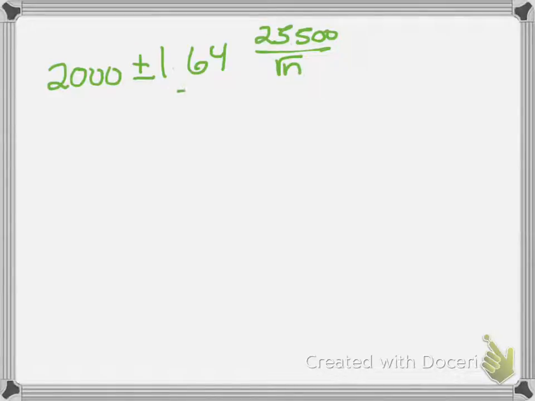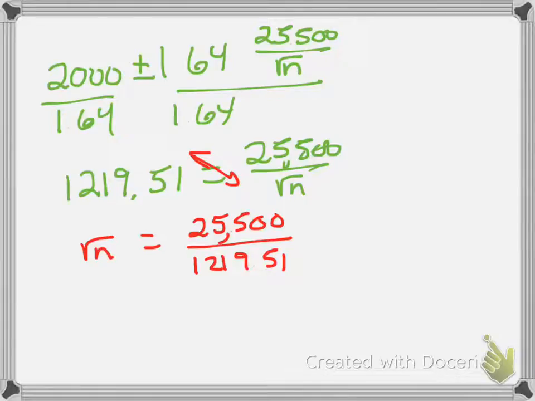So I have 2,000 equals 1.64 times 25,500 divided by the square root of n. Okay, so I'm going to divide both sides by 1.64. Look what happens. I divided by 1.64, and I got 1219.51, and a long decimal. I'm keeping that number in my calculator.